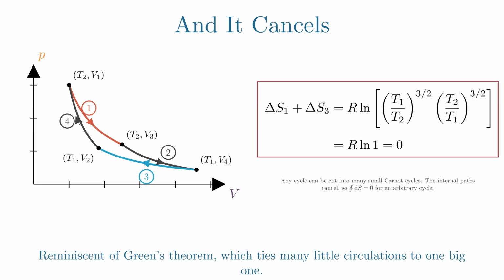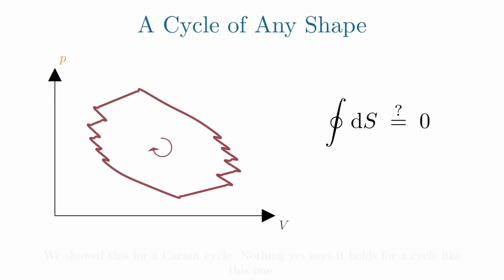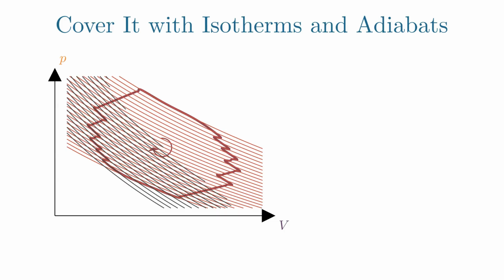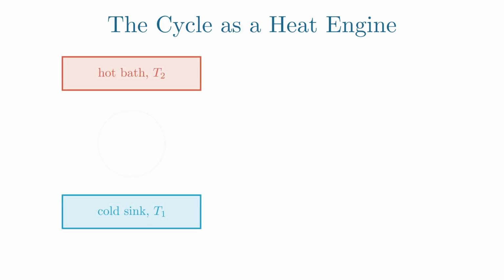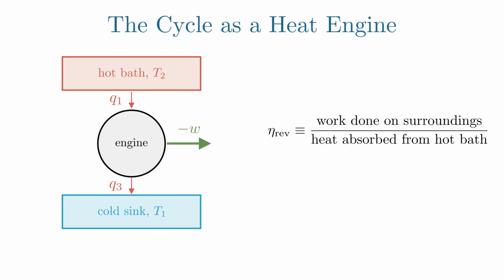For a non-Carnot cycle, we dissect it into many smaller Carnot cycles. Since the internal paths cancel, the entropy change vanishes for an arbitrary cycle. This is again reminiscent of Green's theorem, which relates many little circulations to a big overall circulation. In fact, the cycle above can be regarded as a heat engine, which absorbs heat Q1 from a hot bath at temperature T2 in process 1, dumps heat into the cold sink with temperature T1 in process 3, and outputs work minus W to the surroundings in a full cycle.